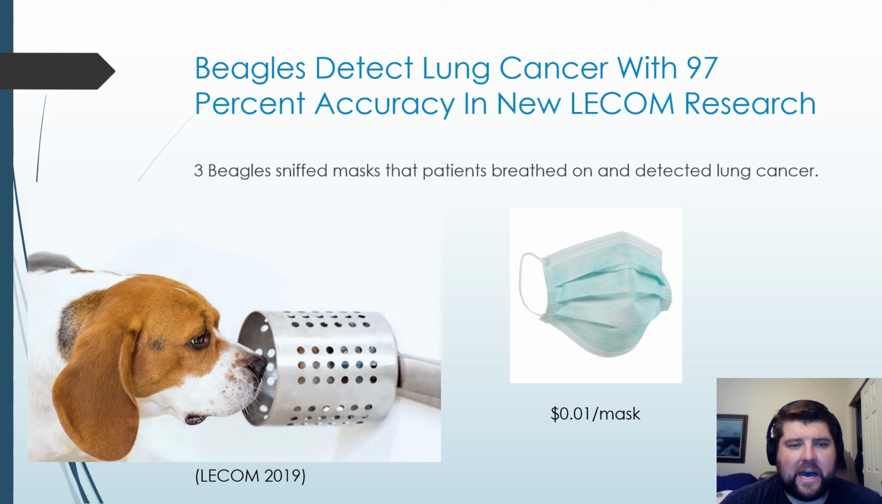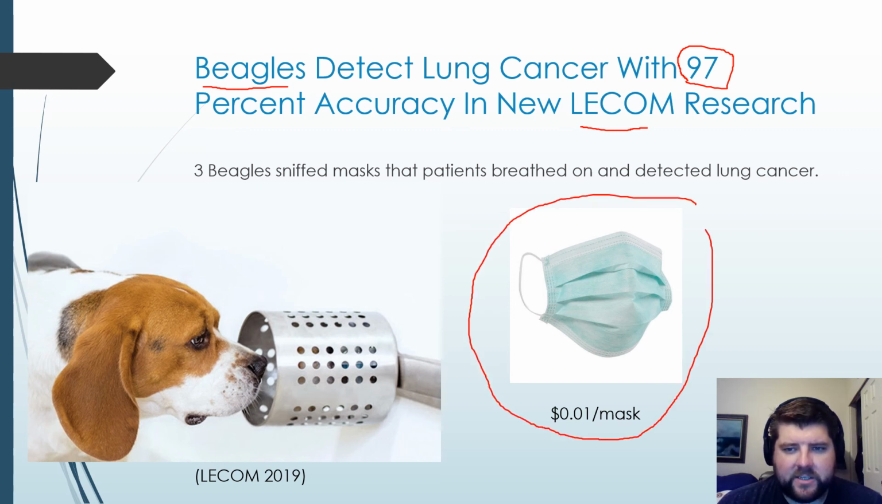So one cool thing, I like to leave everybody with a little positive thing at the end. I'm a dog lover, and they just found that these beagles here are able to detect lung cancer with 97% accuracy. And this is according to the osteopathy medical research out of Lake Erie. And they found that these beagles were able to take masks, which are really cheap. So this is a really good thing, finding something that's cheap and effective. And they were able to smell these masks of people and have a 97% accuracy of finding people that had lung cancer.